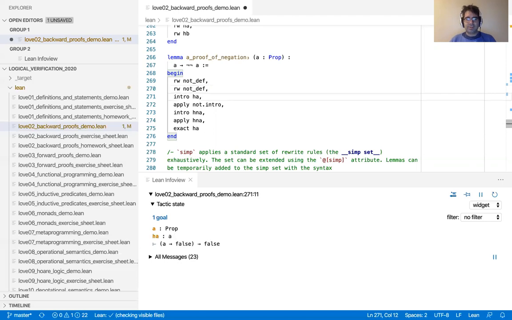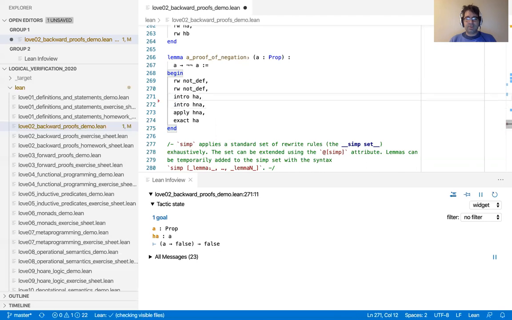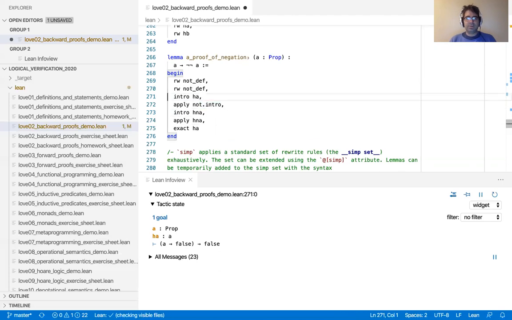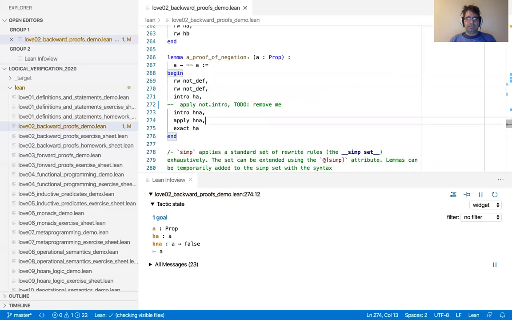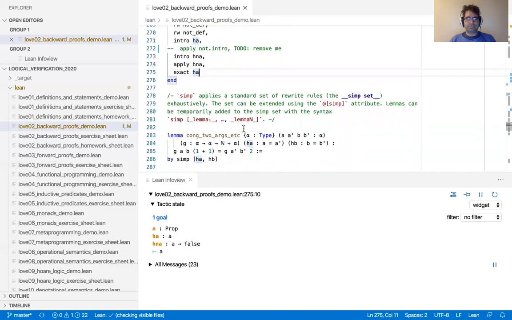It's often easier then to proceed. And I don't need this step. I don't know why this step is there, because we've unfolded the nots. Okay, to do: remove me. The rest of the proof is as usual.